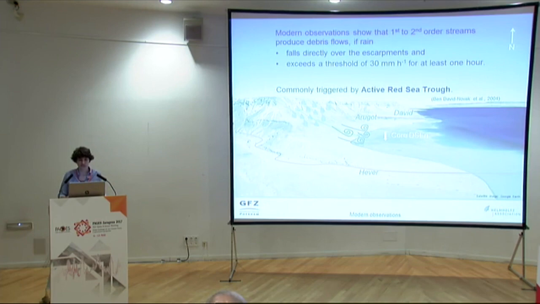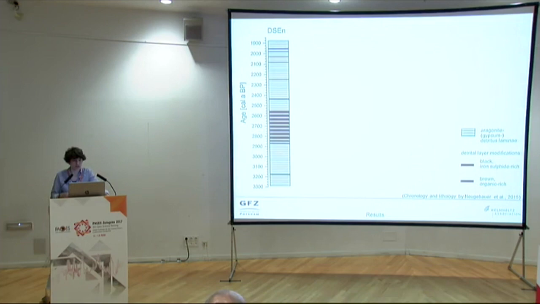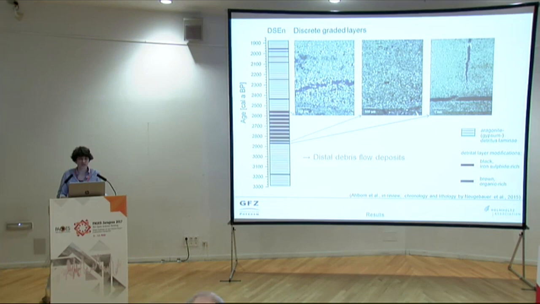So now we look at our sediment record. It's from 3,300 to 1,900, and previous studies showed that we have a succession of annual lamination with aragonite and detrital material, and some modifications in this interval. And then I conducted a microfacies analysis showing that this annual succession is intercalated by discrete graded layers, which you can see here. So we have detrital material with a clear fining upward trend. And we could consider these graded layers to be the distal deposits of our debris flows.